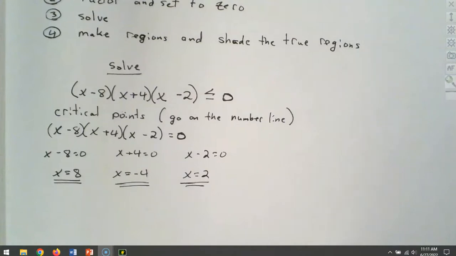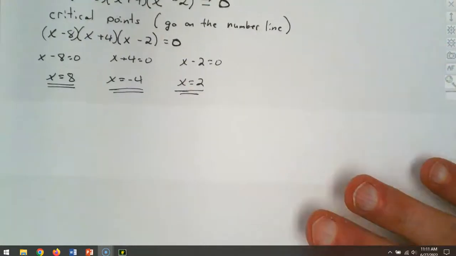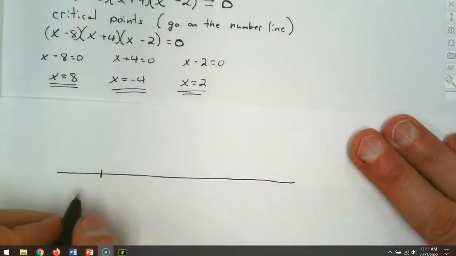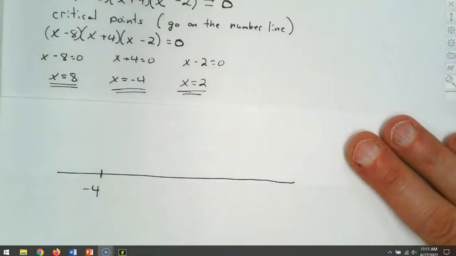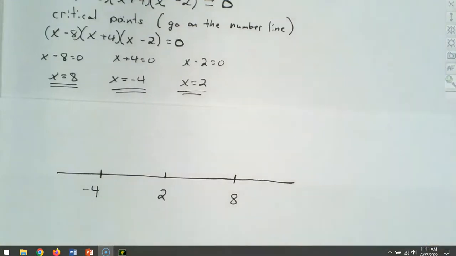Now the only difference between this one and the linear ones that we did a moment ago is the fact that these have to be put on a number line, and then you have to check it back in the original to see if it's true or if it's false. Because that's all we care about, is if it's true or if it's false. So we put these back on our number line, and we put them in the correct order. And so we've got a negative 4. We've got a positive 2. And we've got a positive 8.